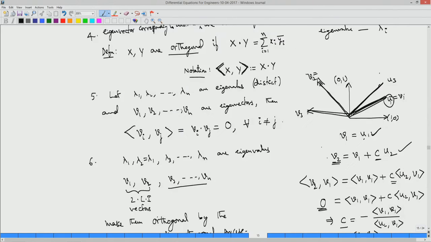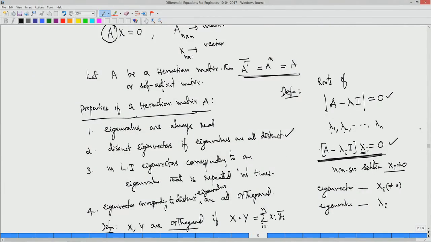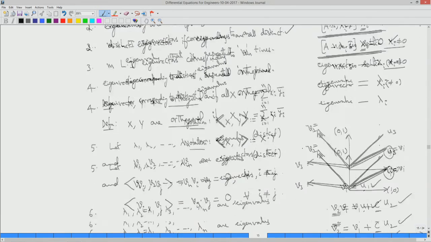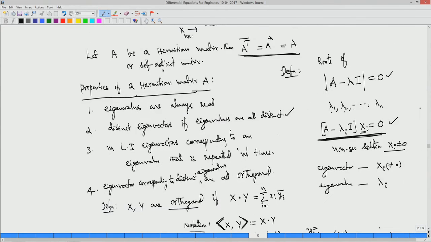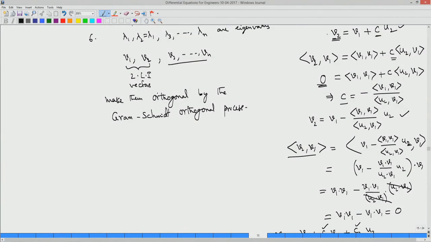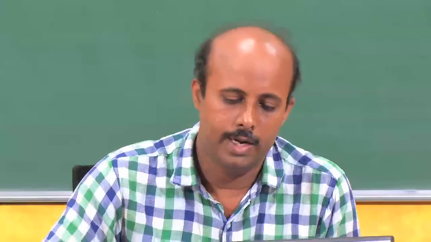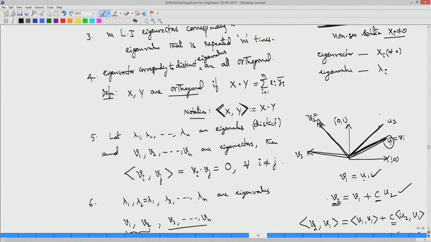So, this is what you see if your matrix is a Hermitian matrix. This is important. A is an n by n matrix. Once you have a Hermitian matrix, you get n orthogonal vectors. You can get n eigenvalues, either distinct or repeated. In any case, you have n linearly independent eigenvectors.